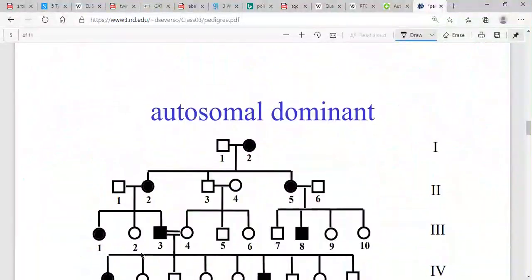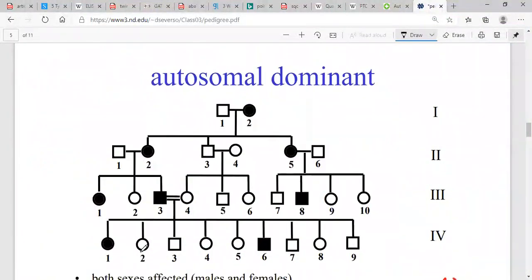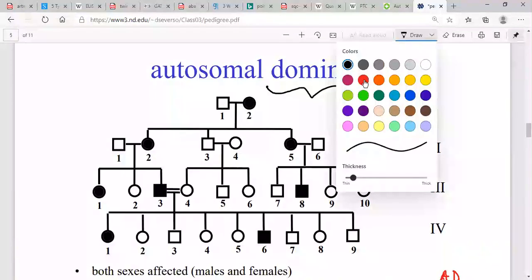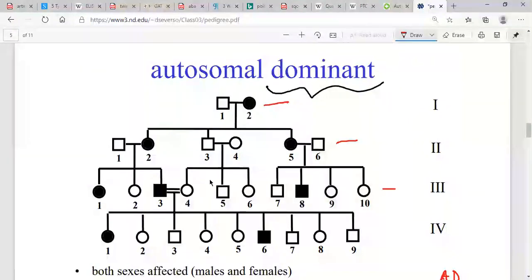Next, we have to study the other type of pedigree, that is dominant. There you cannot see any kind of skipping of generations. So first, second, third, fourth, there is no skipping generation. It means affected parents have at least one affected offspring. So now it is confirmed that it is dominant.